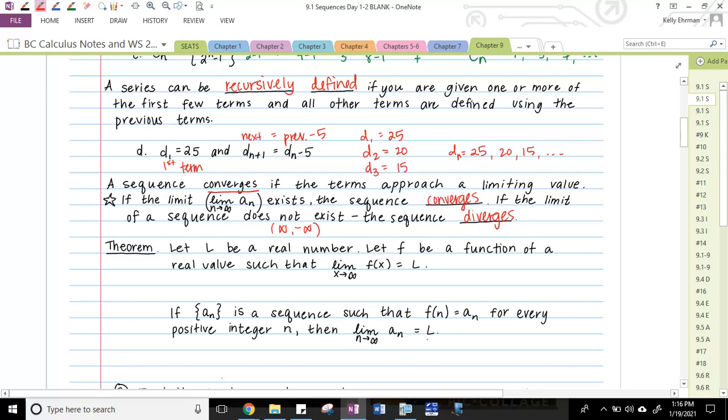Diverge means that the sequence does not reach a limiting value. So like these terms, for example, diverge because they could decrease without end. There's nothing that says this has to stop at 0 or negative 50 or whatever.